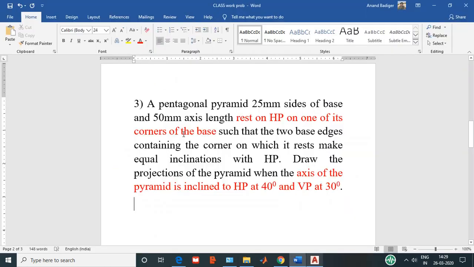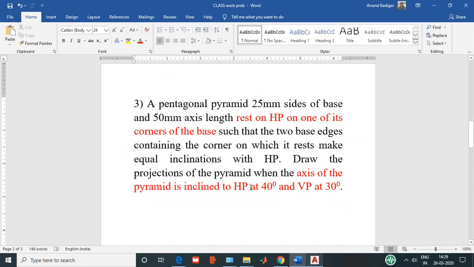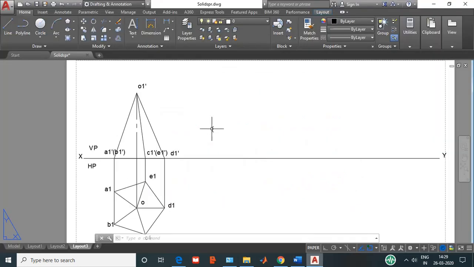So in the next part of the question, he says it is resting on one of the corners of the base. So that is important. It is resting on one of the corners of the base, in such a way that the axis is inclined at 40 degrees to HP. So now I need to do this second portion here. So this is the vertical plane. I need to show the horizontal plane's inclination. So the horizontal plane inclination is 40 degrees. So I have to make sure that I rest it on the corner D1 dash such that the axis is inclined at 40 degrees.